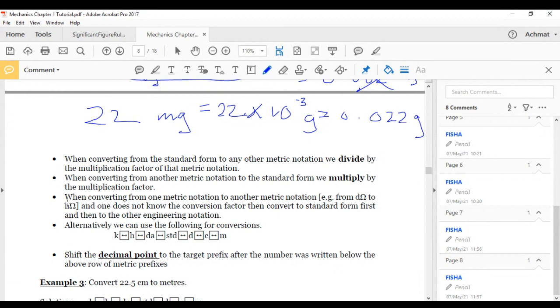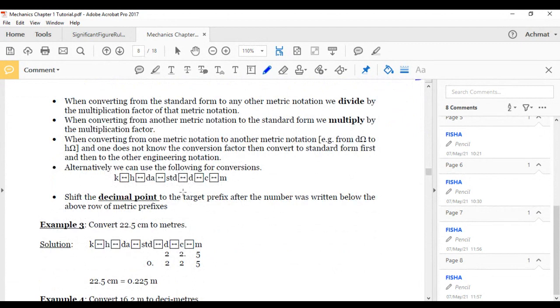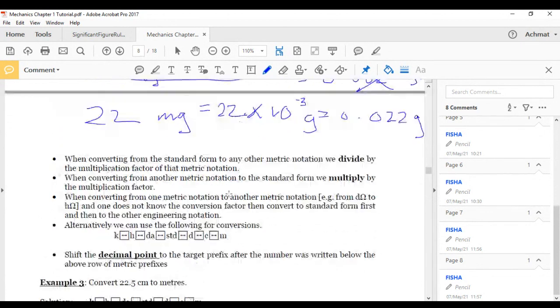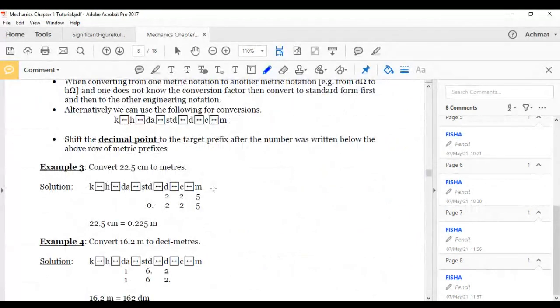Okay, right. Another way in which you can do it, remember this is how I actually did it at school when I was still younger. And I think it's worth your while knowing this if you don't want to use these conversion factors for metric systems. You write them down like this here. K, H, D, A, standard form, D, C, and M.